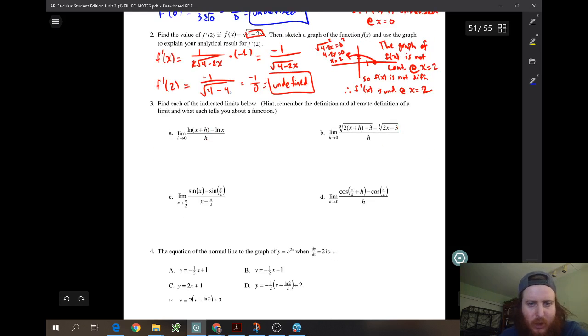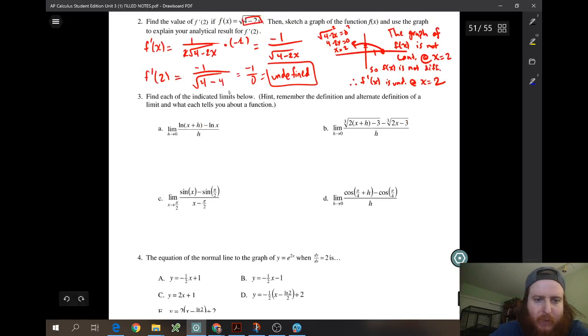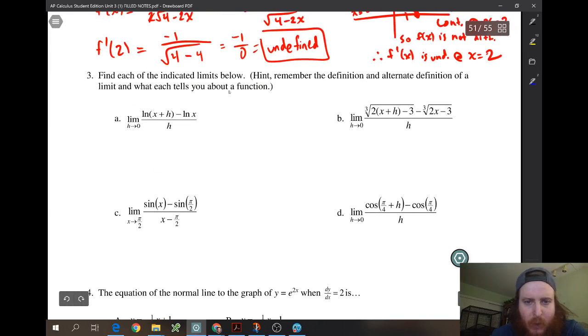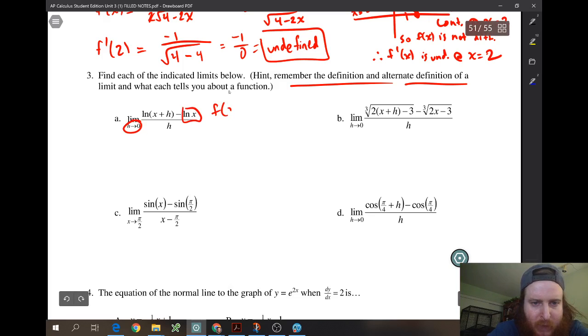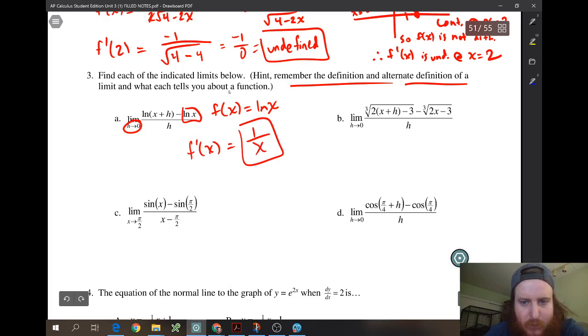Okay, and then also, with differentiability, we might have some piecewise functions. Find each of the indicated limits below, and hint: remember the definition of the derivative, and the alternate definition was the one at a point, when we plugged in a point. So this is just the regular definition as h approaches 0. It's just saying f of x equals ln of x, find the derivative. So f prime of x for this case would be 1 over x. That's just one that we memorize.